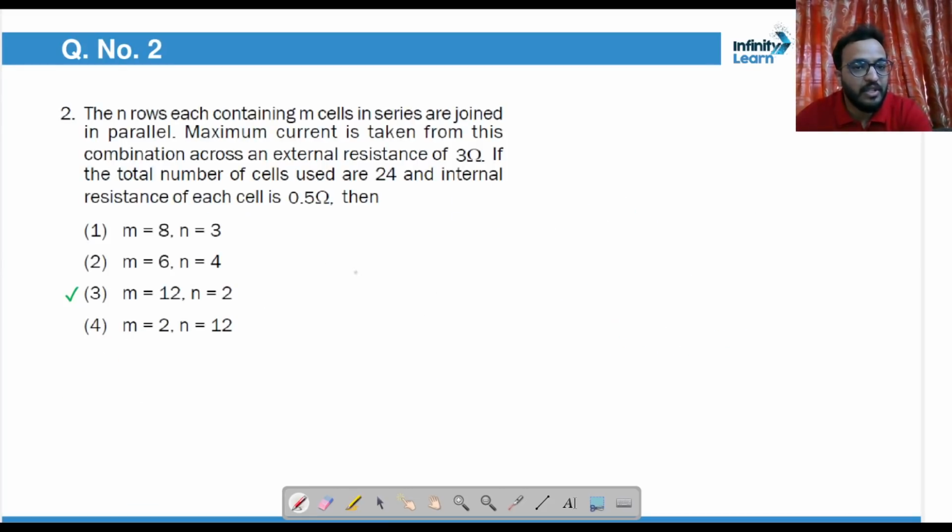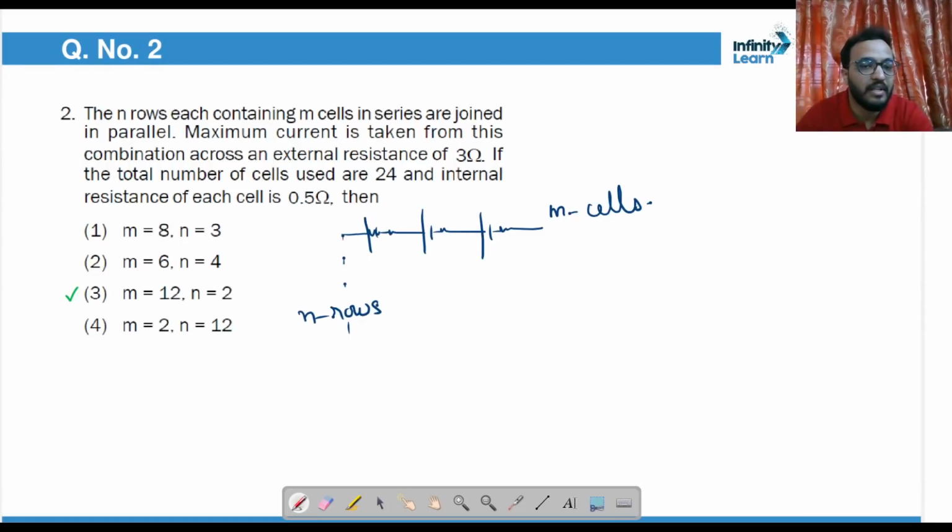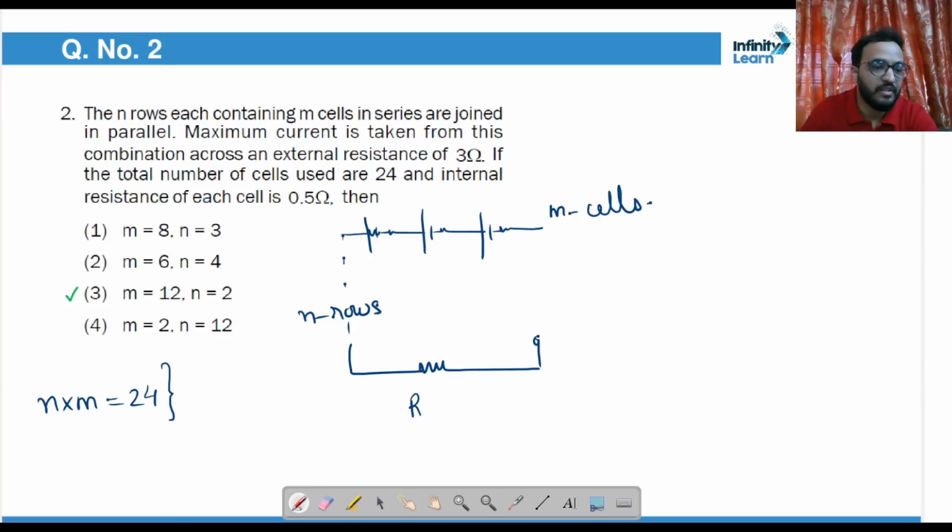There are n rows each containing m cells. So there are how many rows? N rows, and each is containing a single cell like this. So how many m cells here and n rows here? How many total internal resistances are there? In this particular question, total internal resistances will be n into m. This is how much? 24 cells or 24 internal resistances.